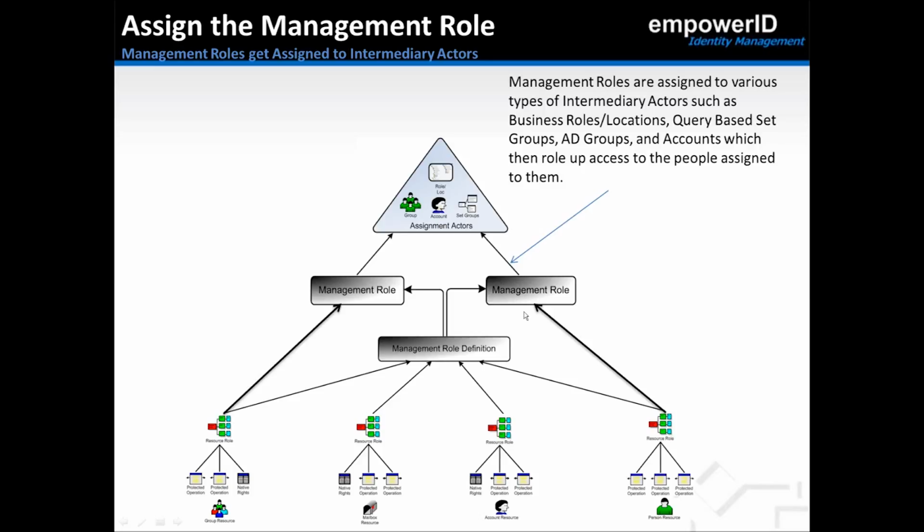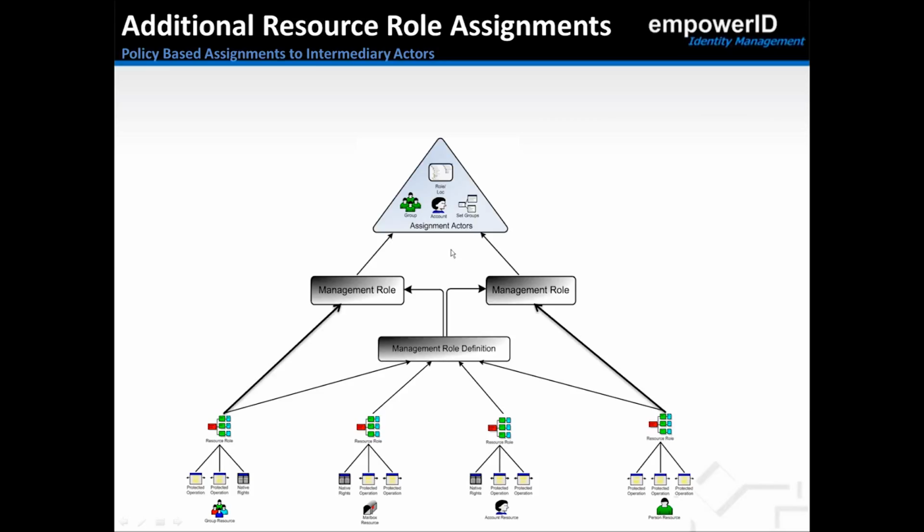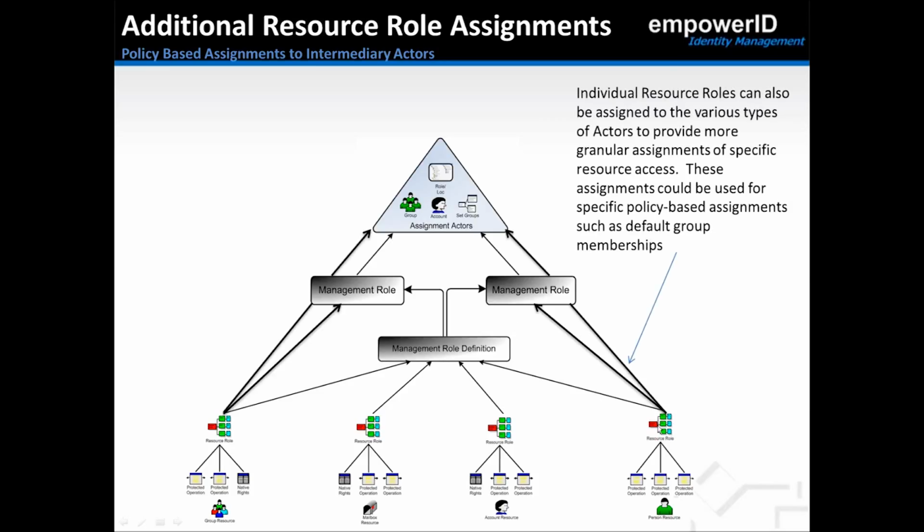All right, so once we have our management roles assigned here, so we just did an assignment of that London help desk management role to a business role and location, we can then even get more granular with that access, and we can do an assignment of specific resource roles to those intermediary actors. So as we see here, individual resource roles can also be assigned to the various types of actors to provide more granular assignments of specific resource access.